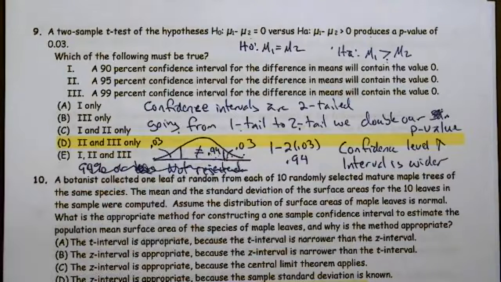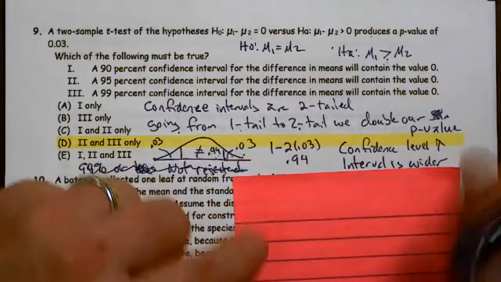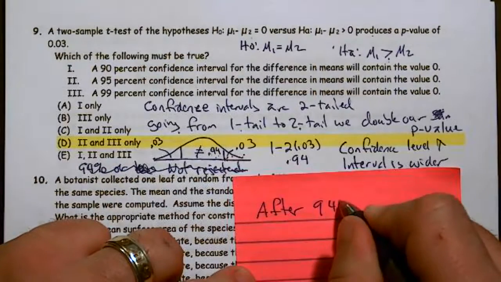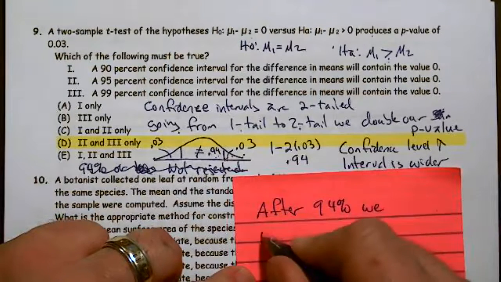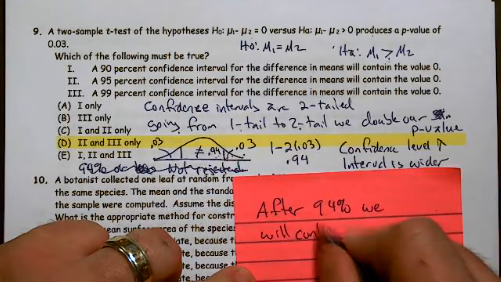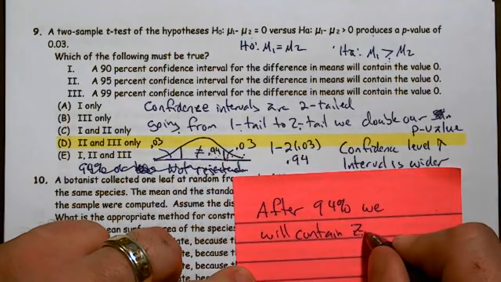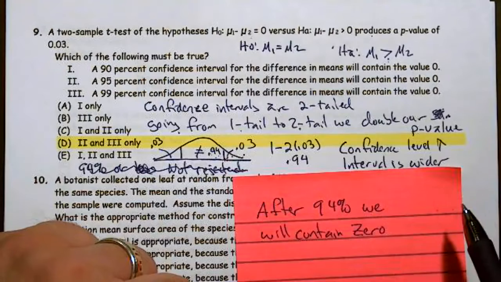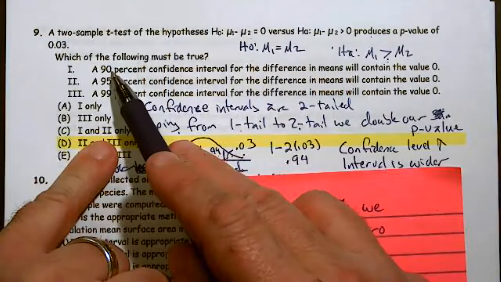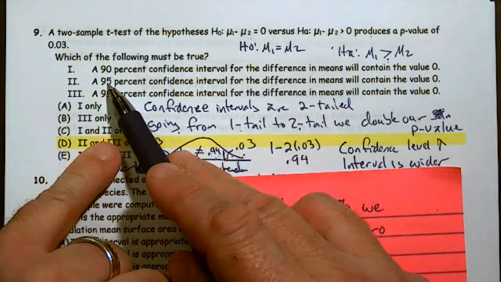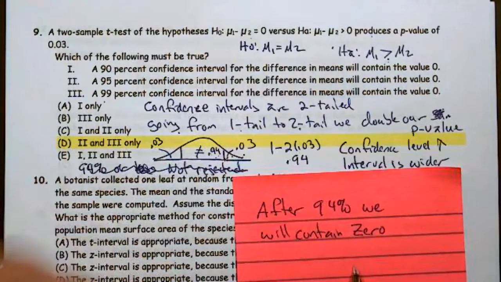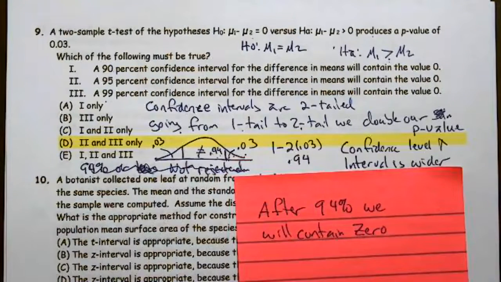And I guess that's what we should say. As we get wider, after 94%, the interval will contain 0. Less than 94%, it does not. Greater than 94%, it does. So 90 does not, because it's less than 94%. 95% is greater, so it does, and 99% also contains 0. In other words, we could not make a decision.